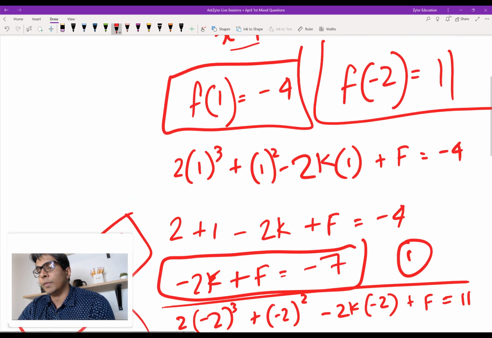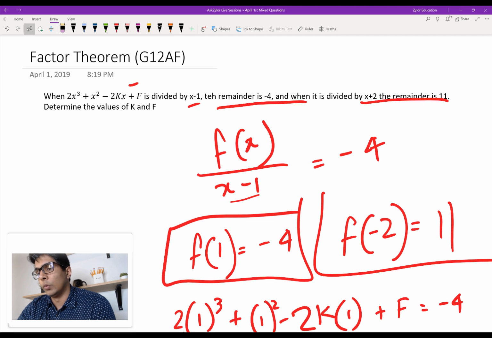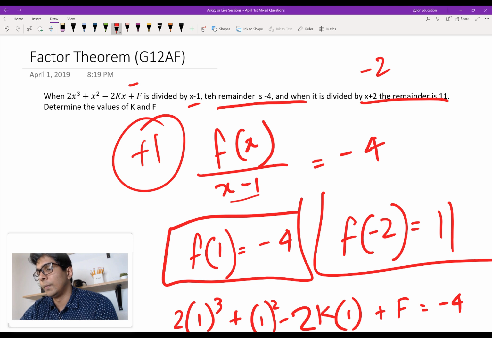So to recap what we've done, we use the remainder theorem, which tells me if I divide a function by a binomial, so in this case it's x minus 1, that means my factor, which if it's x minus 1 is going to be plus 1, if it's x plus 2 it's going to be minus 2. If I plug that factor into my function, I should get that remainder. So I've been told the remainder was -4, so that means f at 1 is going to be -4 and f at -2 is going to be 11.